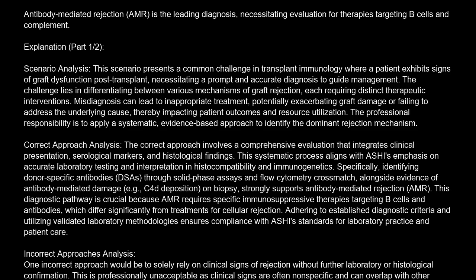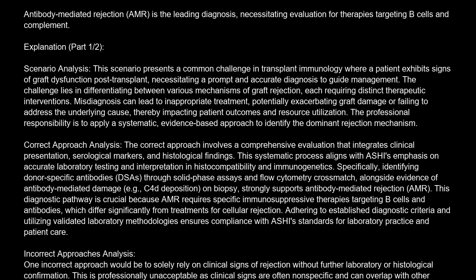This systematic process aligns with ASHI emphasis on accurate laboratory testing and interpretation in histocompatibility and immunogenetics. Specifically, identifying donor-specific antibodies, DSA, through solid phase assays and flow cytometry crossmatch, alongside evidence of antibody-mediated damage, e.g., C4D deposition on biopsy, strongly supports antibody-mediated rejection, AMR.